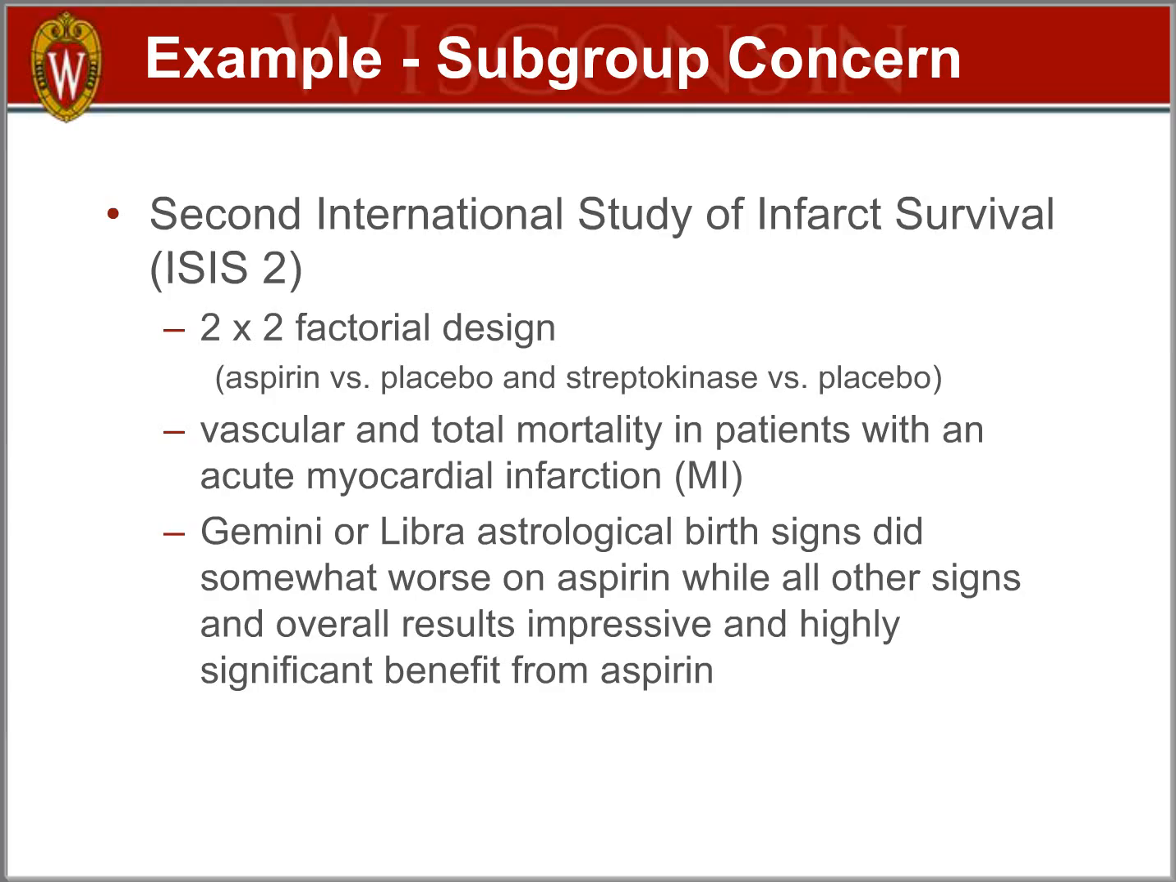The individuals who conducted the study went to look at some subgroups and, to illustrate what can happen if you overdo the use of subgroup analysis, compared patients who were either Gemini or Libra astrological birth signs. They found that these patients did somewhat worse on aspirin, while all other signs and overall results were impressive and highly significant in favor of aspirin. Well, it would be perhaps a stretch to explain why those 2 particular astrological signs did worse when all the others did better. So you can get strange or perhaps implausible results if you continue to examine subgroups in great number.